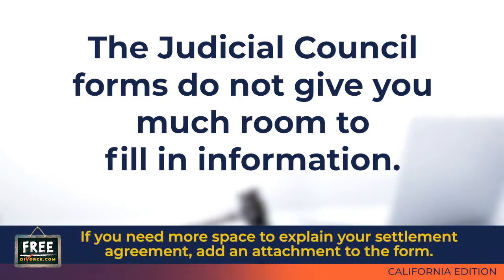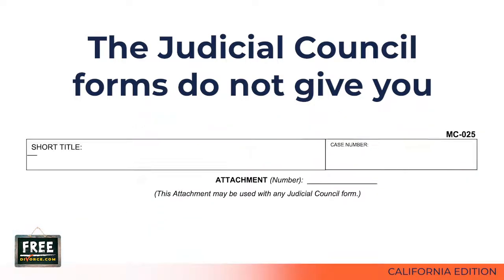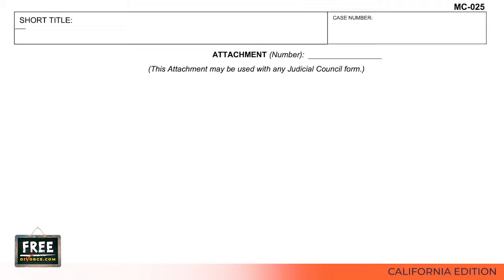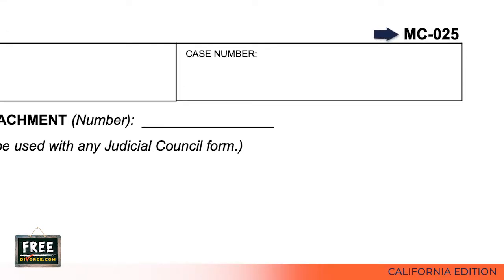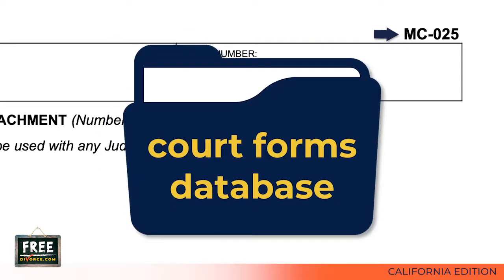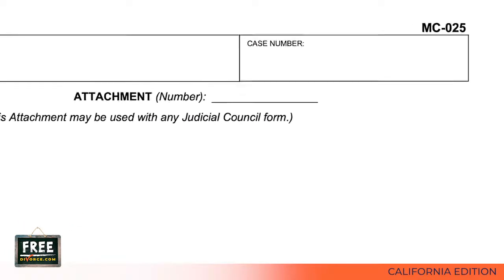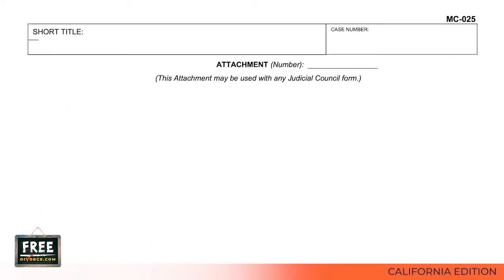If you need to add any attachments to the FL-345, use the Judicial Council form called Judicial Council Attachment Form that goes by the number MC-025. Note, this form begins with the letters MC and not FL, so when you go to the court forms database, this MC form won't be grouped with the family law forms. During this video, we are frequently going to say you can add attachments to the various Judicial Council forms. Whenever you want to add an attachment to any Judicial Council form, you can use the MC-025 form.